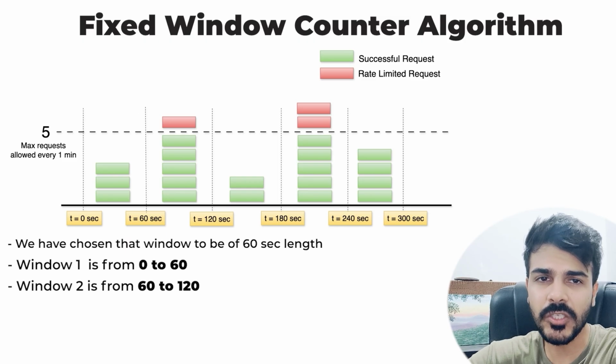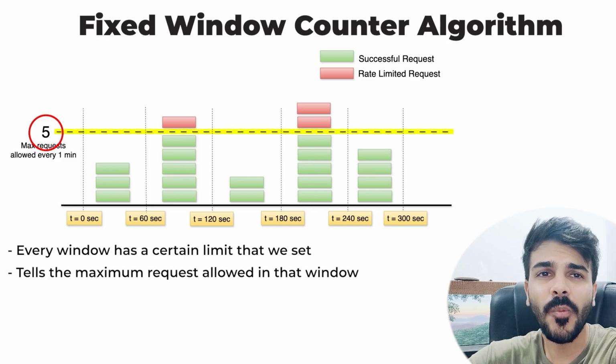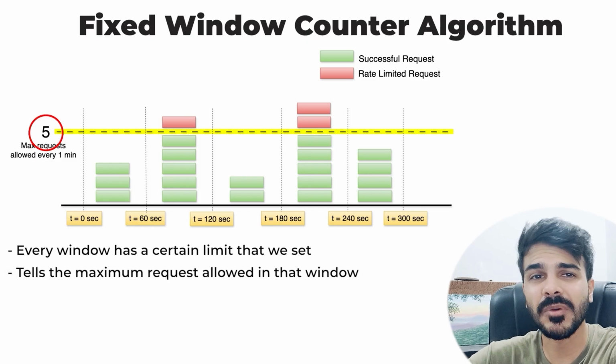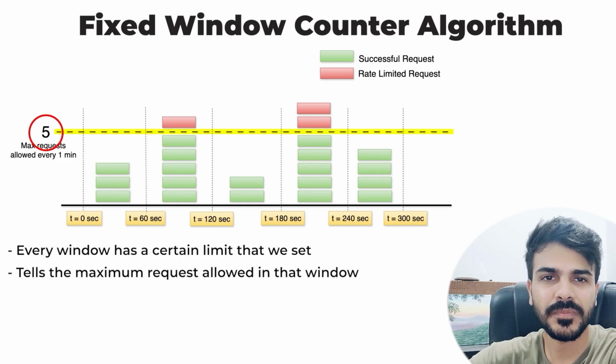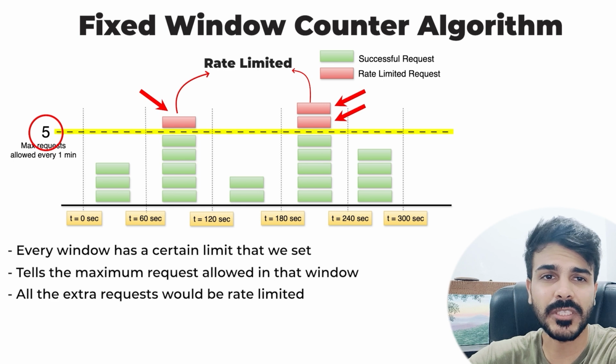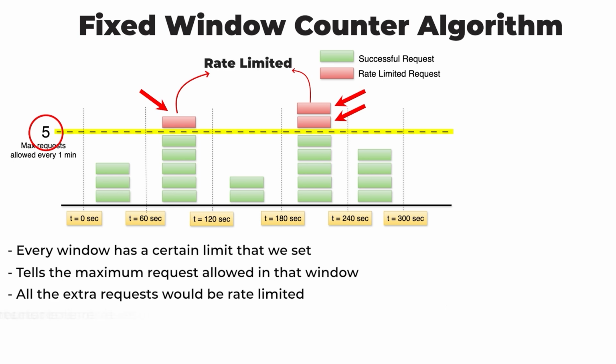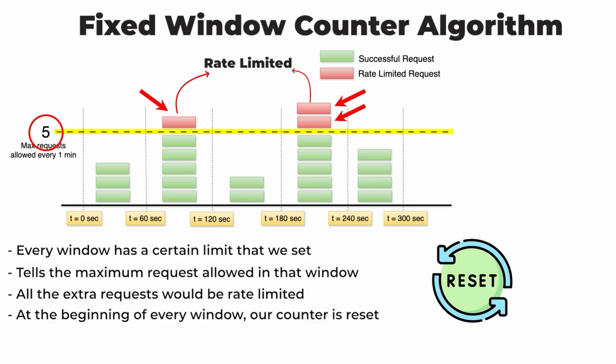Now in every window, we have a certain limit that we set. This limit tells how many requests at the maximum would be allowed in that window. So if the number of requests would exceed this limit, then all the extra requests would be rate limited. And yeah, one more thing. After each window, or essentially at the beginning of every window, our counter is reset. So let's understand all of this with the help of an example.